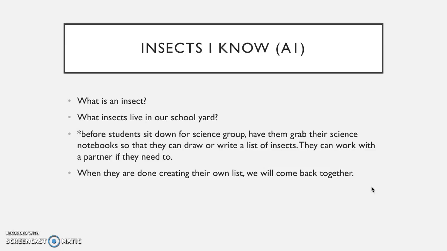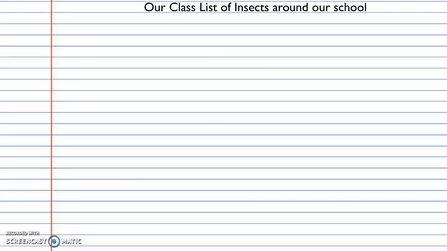Before they would even sit down for the group, I would have them grab their science notebooks, and then I'd give them a minute or two to think about what they think an insect is, write down their answers, and then write down what insects might live in the schoolyard, things like that. When they're done creating their own list and their definition, we'd come back together and I would have them tell me what they came up with.